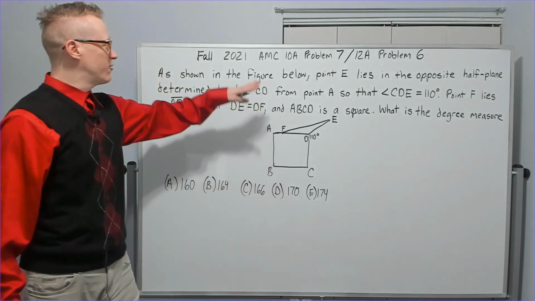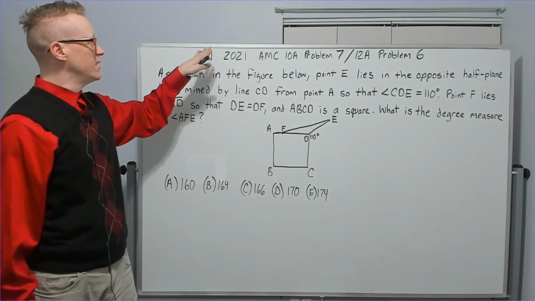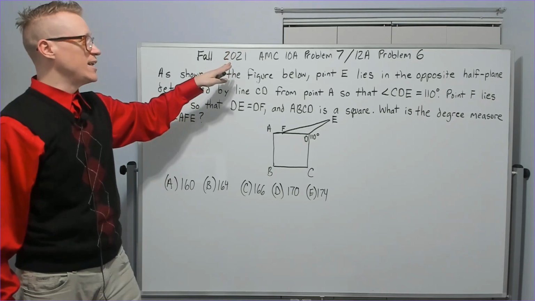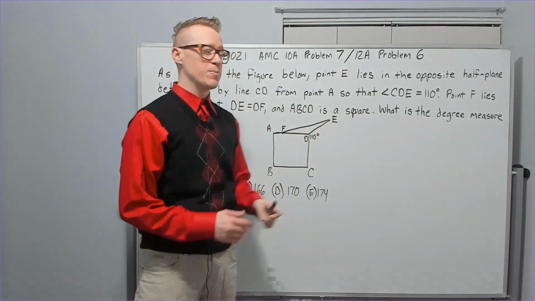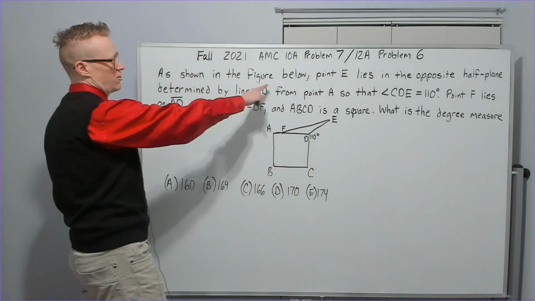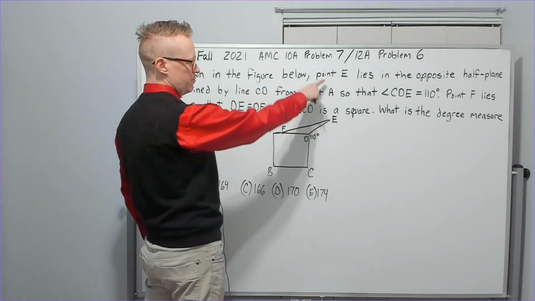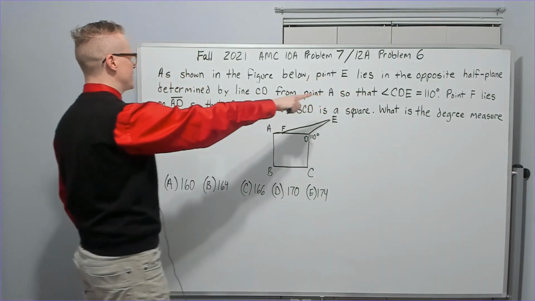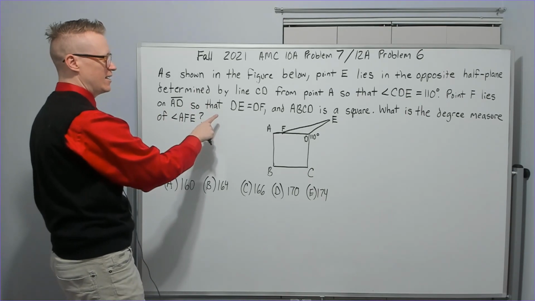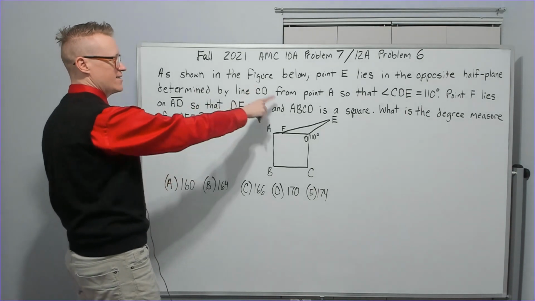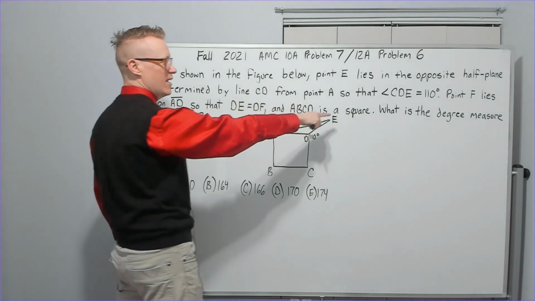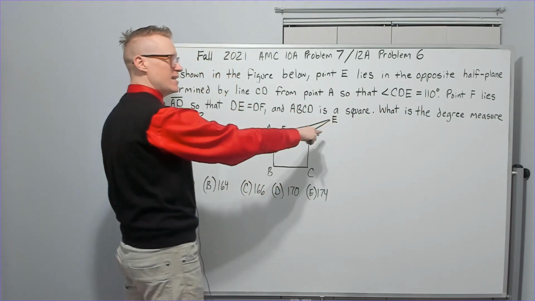All right, and now for problem 7 from our fall AMC 10A from 2021. It's also the 12A problem 6. As shown in the figure below, down here, point E lies in the opposite half plane determined by line CD from point A so that angle CDE is 110.